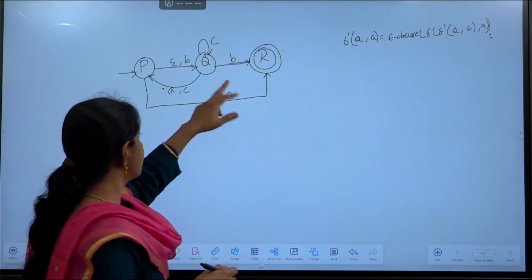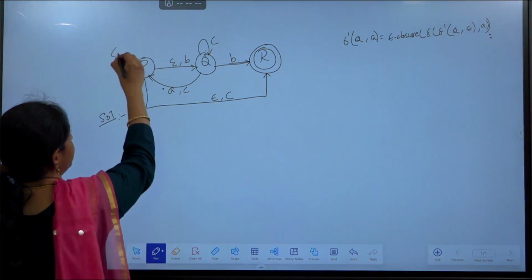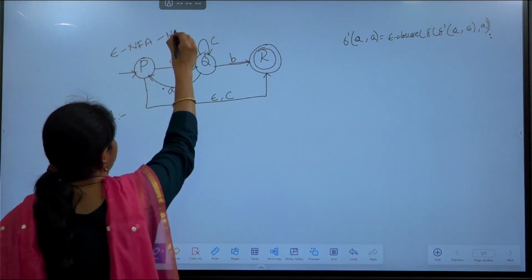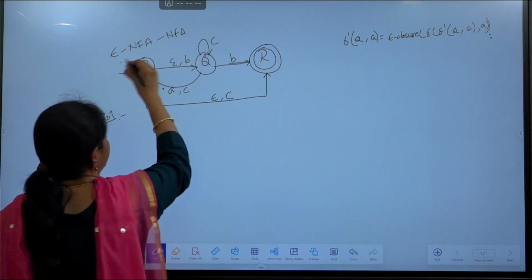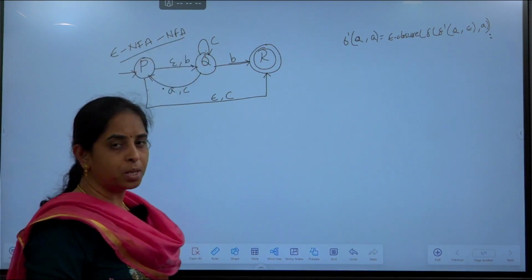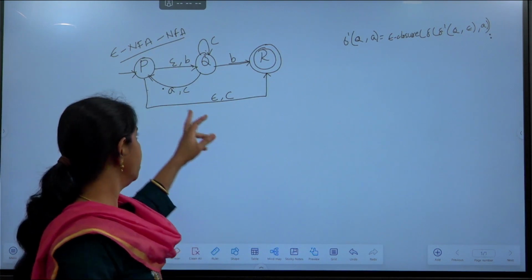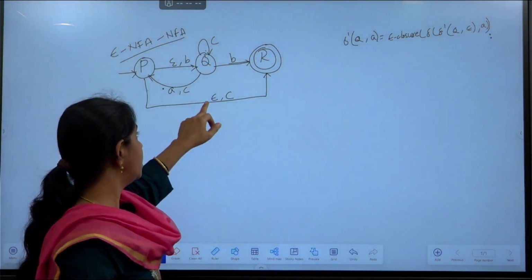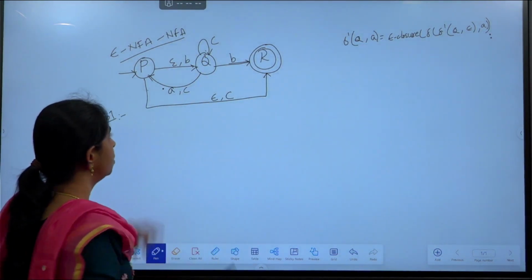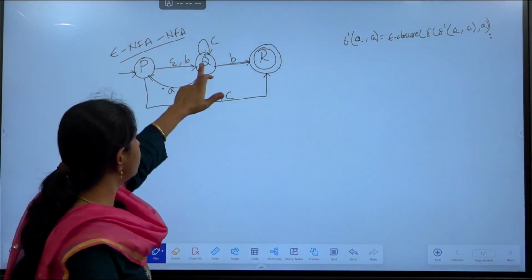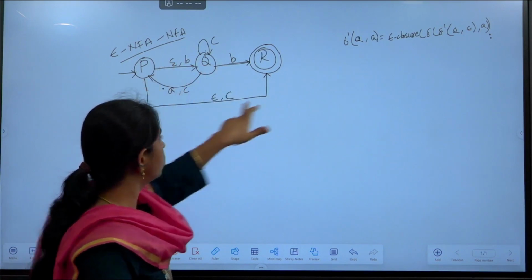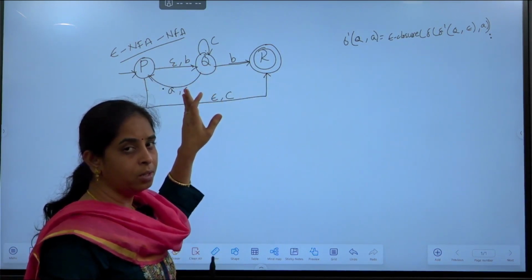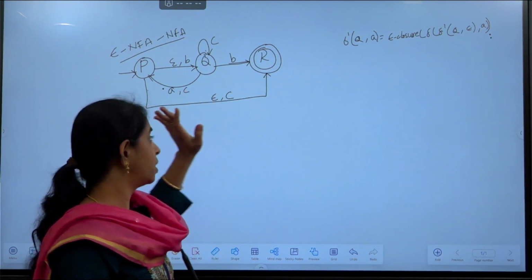Last class we discussed Epsilon NFA to NFA conversion. We will see one more example on Epsilon NFA to NFA conversion. Here the given question is an Epsilon NFA, that is a non-deterministic finite automaton. We have seen P to Q with epsilon, and again P to R with epsilon. Epsilon is contained only in the NFA, whereas in the DFA there are no epsilon transitions.